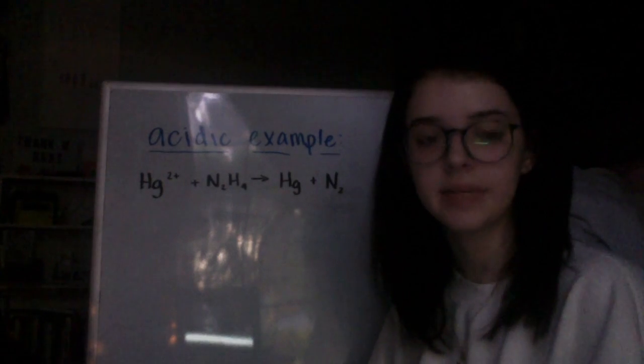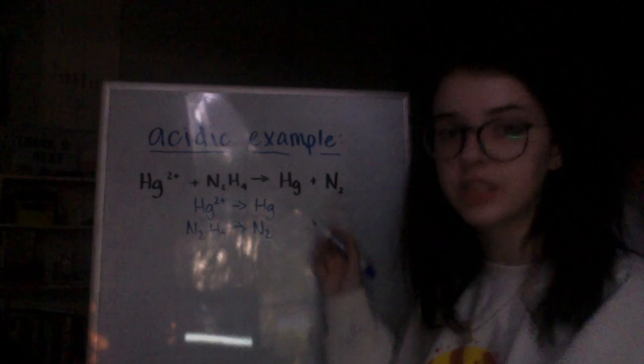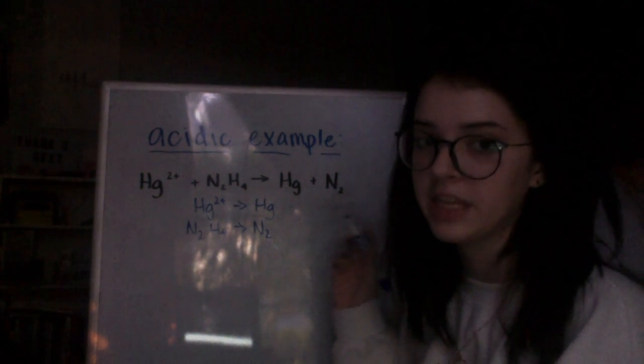In our acidic example, you first start with dividing the equation into half reactions. Once you have them separated, you simply just balance them. So for the first one, it's already balanced, and you just have to fix the electrons at the end. And for the second one, you add 4 hydrogen plus.